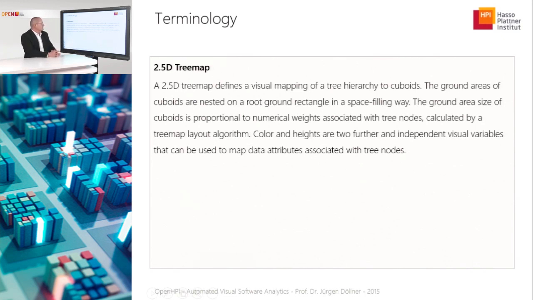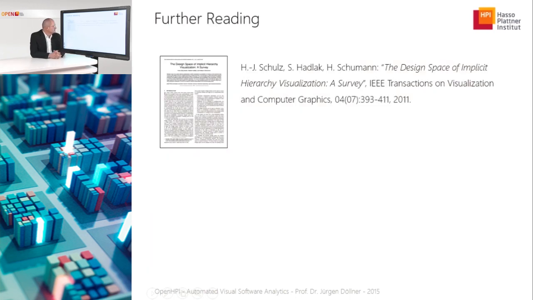But color and height are 2 further and independent visual variables that can be used to map data attributes associated with tree nodes. Also, in the last sentence, there's a key difference to the regular tree maps. We have 2 independent, strong visual variables. As further reading, I can recommend the article entitled "The Design Space of Implicit Hierarchy Visualization", which gives a broad overview of hierarchy visualization approaches.